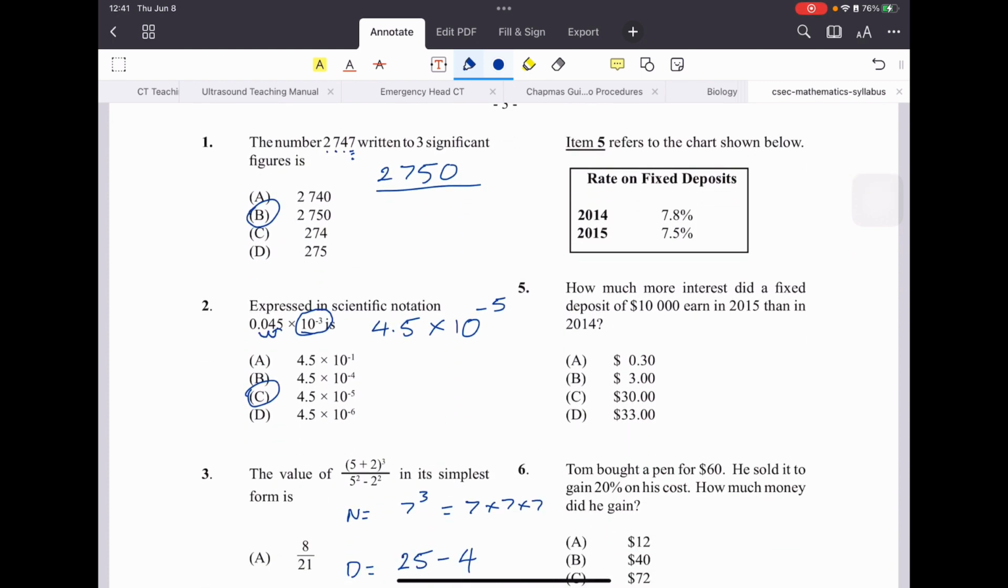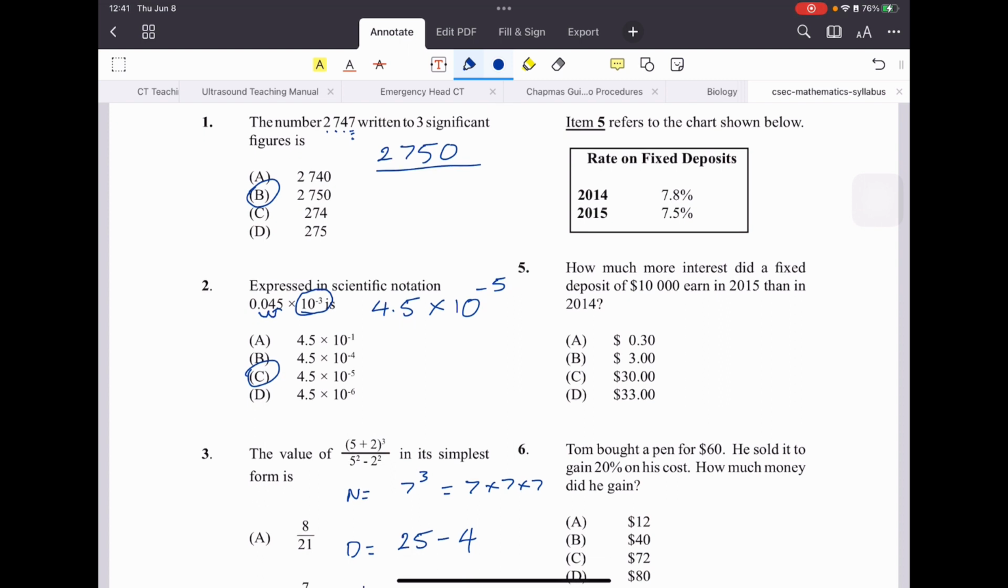Item 5 refers to the following chart. This is another simple interest question. How much more interest did a fixed deposit of $10,000 earn in 2015 than in 2014? A fixed deposit by definition is per year, so 1 year will always be the time.